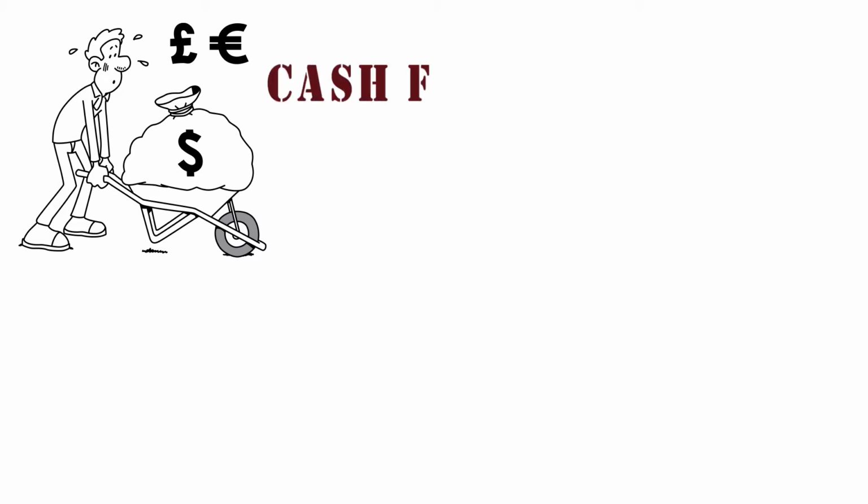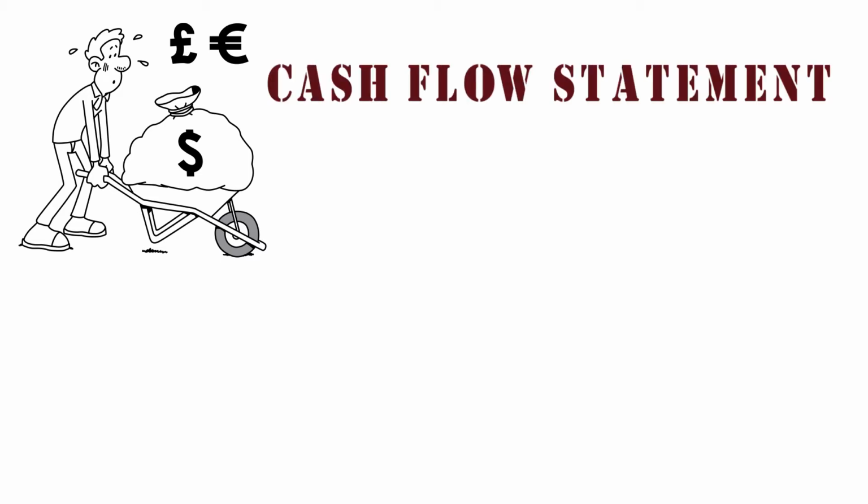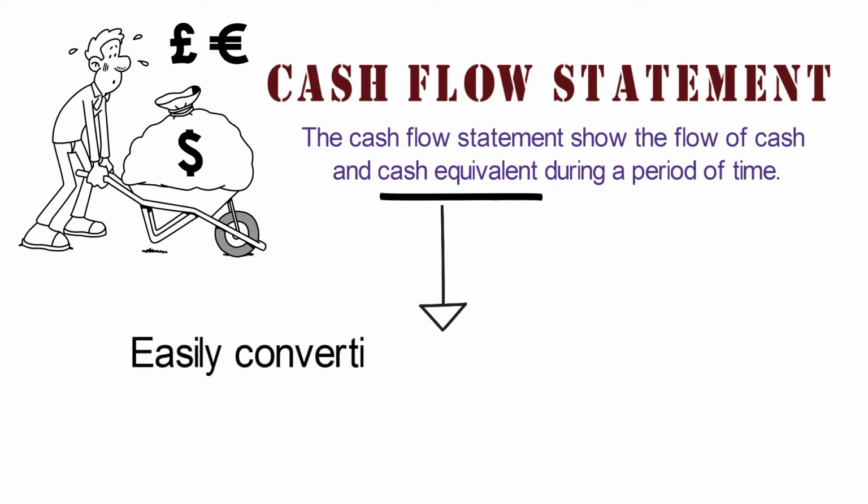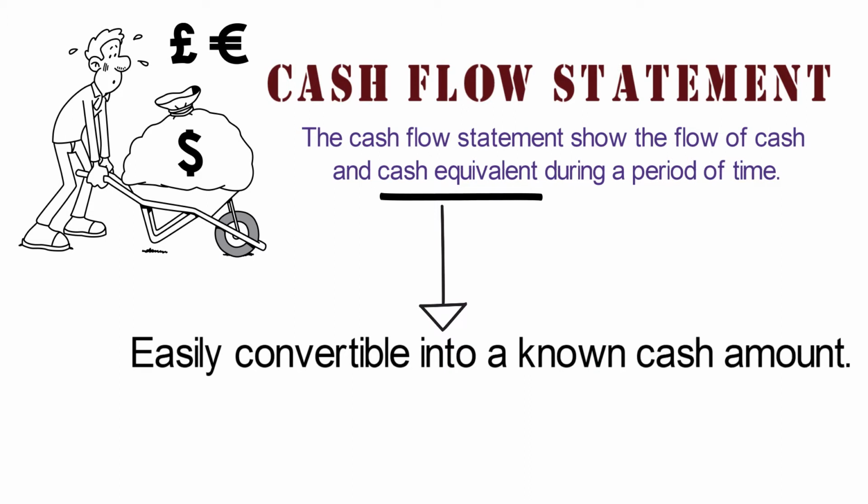To analyze the cash movement in a business or to ascertain the sources of cash and the application of cash, we prepare the cash flow statement. The cash flow statement shows the flow of cash and cash equivalent during a period of time. Cash equivalent are those items which are not actually cash but can easily be converted into cash. For example, bank balances or marketable securities.